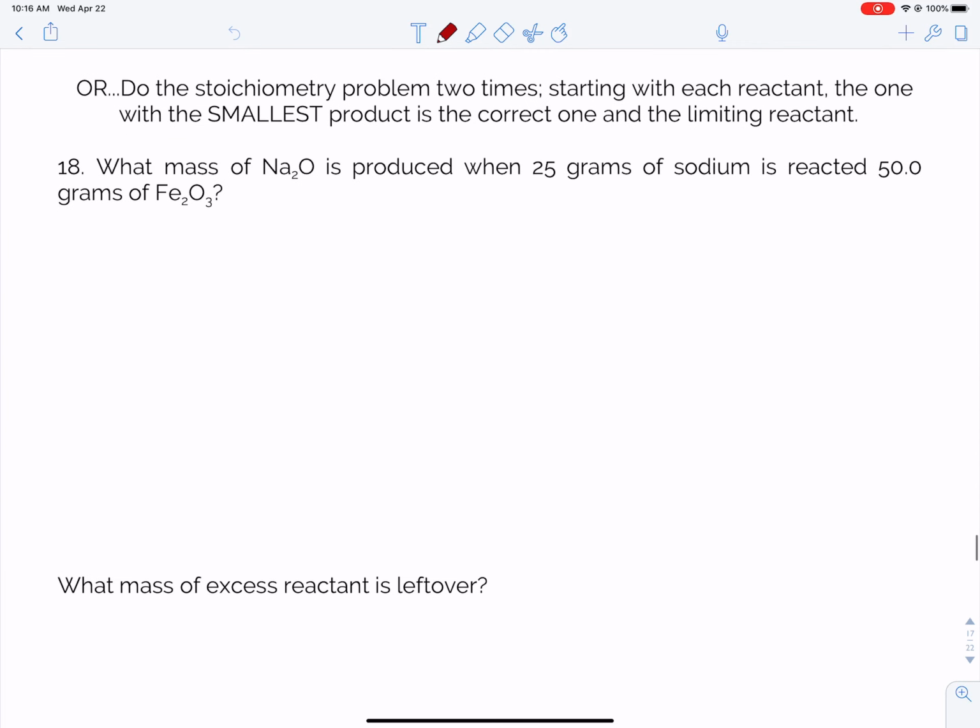There's 2 other ways of doing these problems, and the first way we're going to see here is doing the stoichiometry problem 2 times, starting with each reactant. The one that produces the smallest product is the correct answer to the problem. And the reactant that produced the smallest amount of product is the limiting reactant.